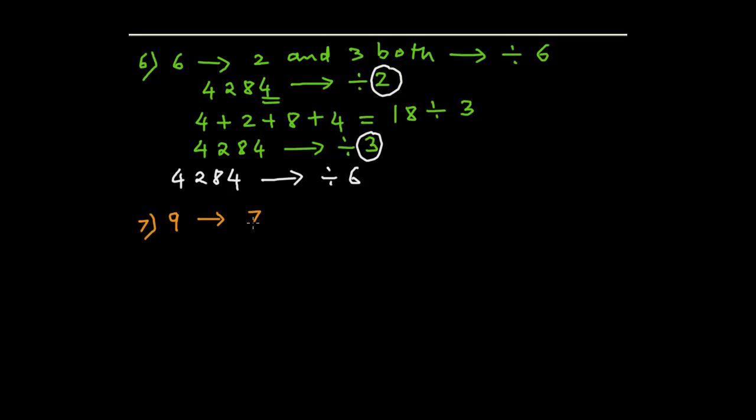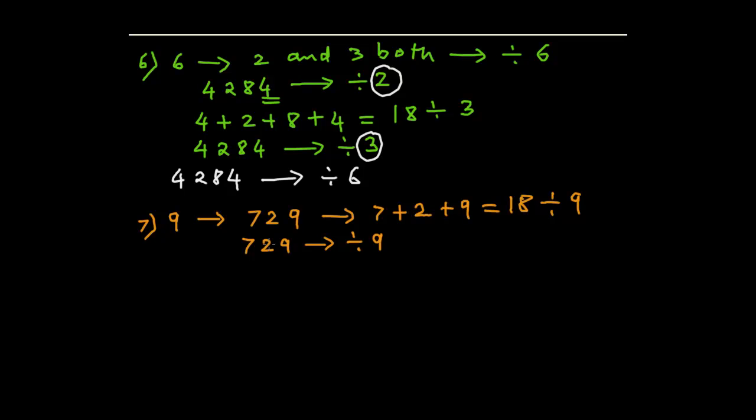For example, 729. Now we'll add all the digits. So 7 plus 2 plus 9 is equal to 18. 18 is divisible by 9. So 729 is divisible by 9.